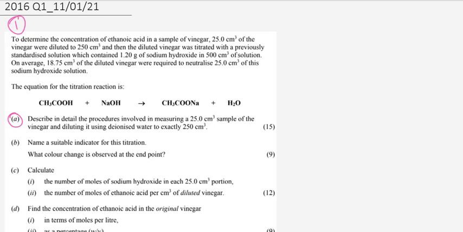I was emphasizing the need to learn off these volumetric procedures because they occur in every titration question in one shape or form. So I'll just write out those answers now. Describe in detail the procedures involved in measuring a 25 centimeters cubed sample of the vinegar and diluting it using deionized water to exactly 250 centimeters cubed. 15 marks going for this question, so I need to mention at least 5 points.